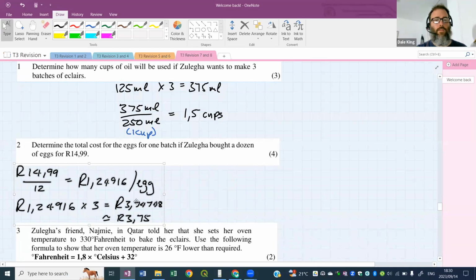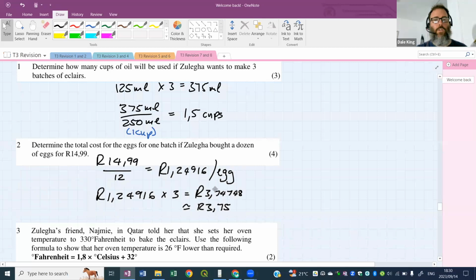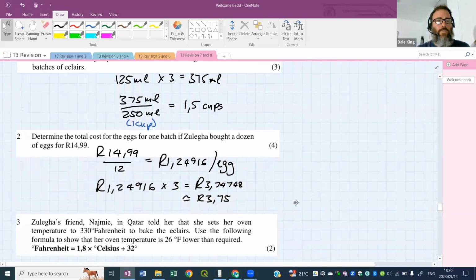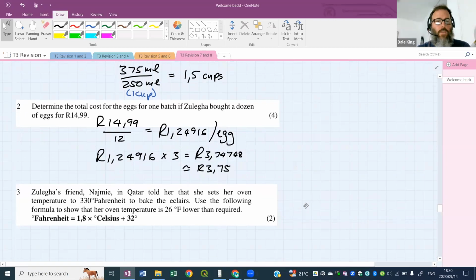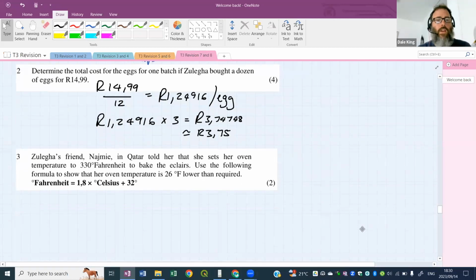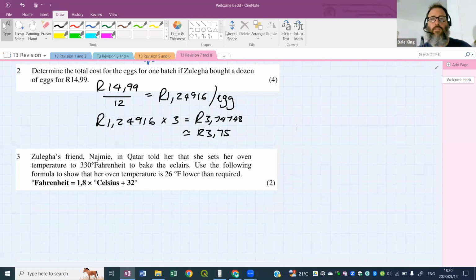All right. So that's question 2 in the bag. Let's look at the next question. Zuleika's friend Najmi in Qatar told her that she sets her oven temperature to 330 degrees Fahrenheit to bake her eclairs. Use the following to show that her oven temperature is 26 degrees Fahrenheit lower than required. Okay, so Najmi's 330 degrees Fahrenheit, show that it is 26 degrees Fahrenheit lower than what this recipe needs.